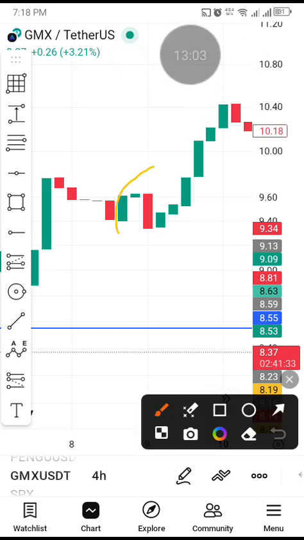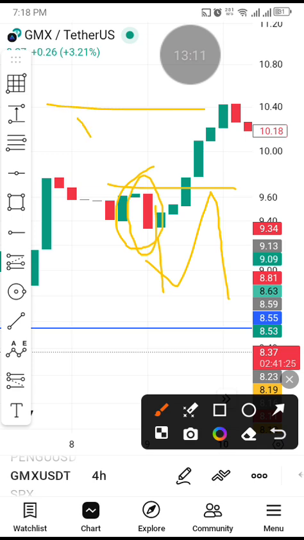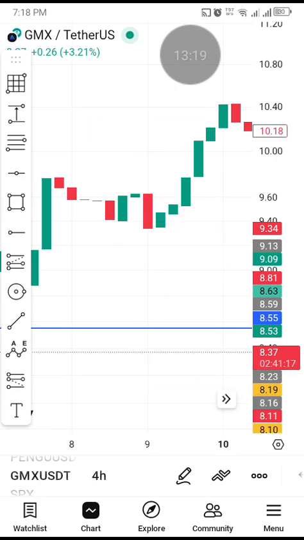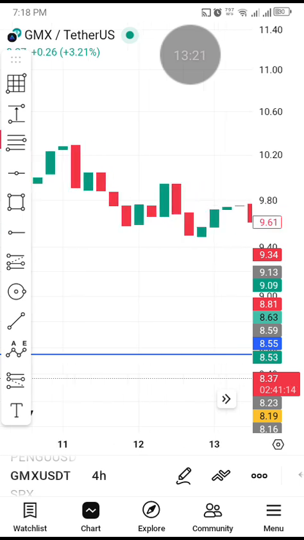Like, imagine you have seen this pattern here and you just enter. That's why sometimes I wait for the retest. Like here, I wait for the retest, then I go short, or it is like this. I wait for the retest, then I go long. But in most cases, let me show you.